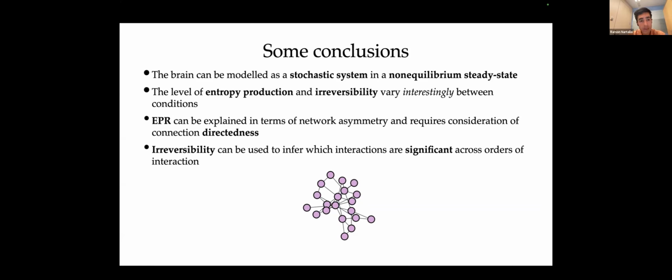So we tried to show that the entropy production can be explained in terms of network asymmetry and therefore requires consideration of connection directedness, which is something that is not really done in network neuroscience and should be. And we showed that irreversibility can be used to infer which interactions are significant across different orders.